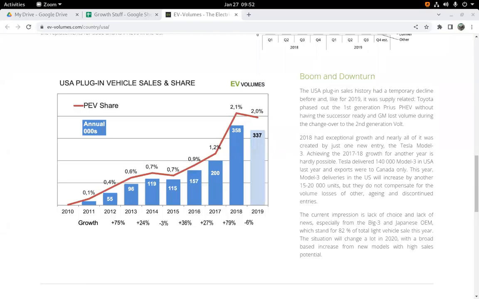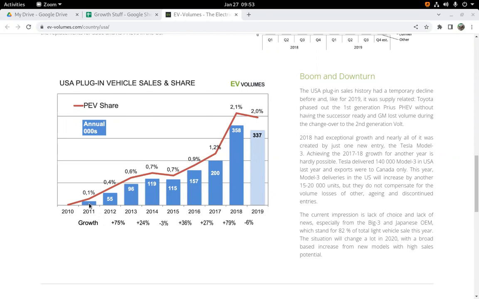So I found this data on plug-in electric vehicle sales in the US, 2010 through 2019. Now I can clearly see they have some numbers for 2012 through 2019. It starts to go up, so part of this looks kind of exponential. I'm wondering if it might look linear too.